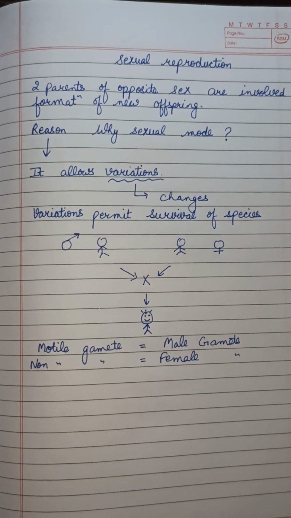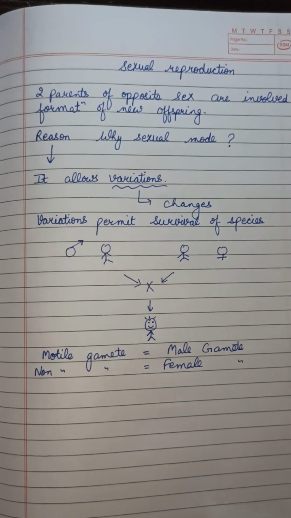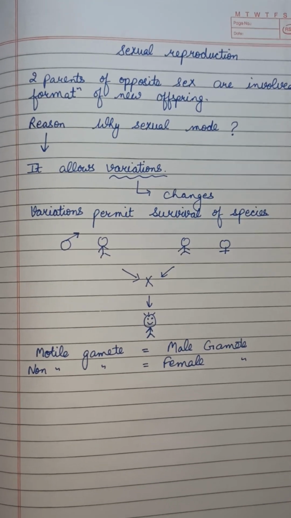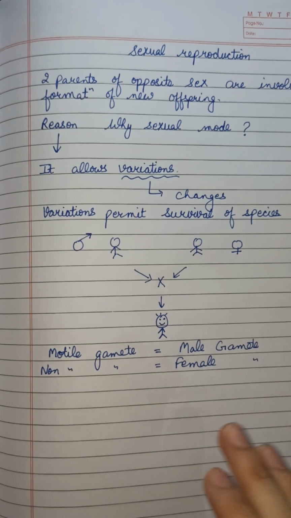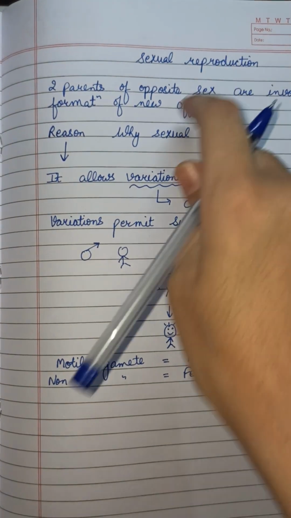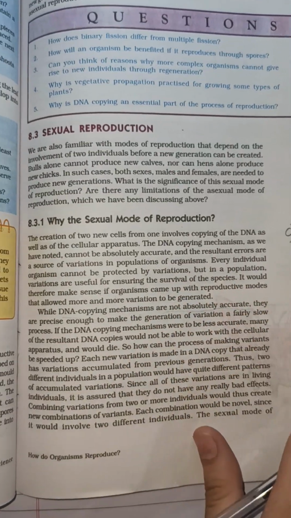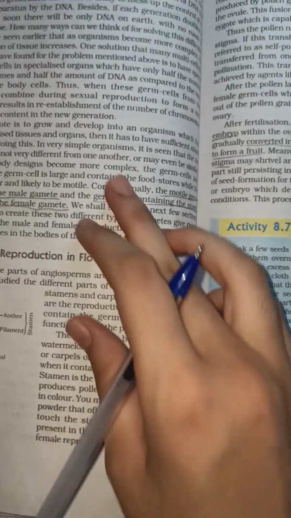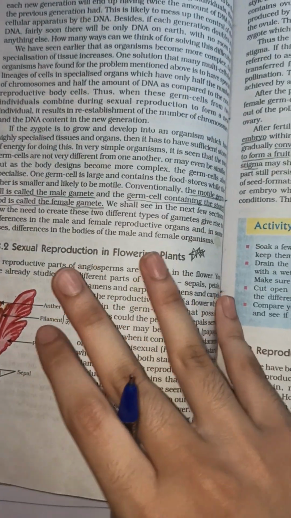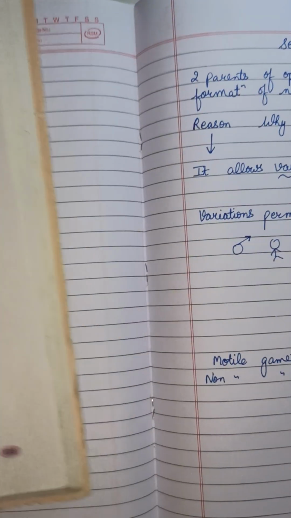So today we are going to continue our chapter of reproduction in class 10th biology. So here we go. Today we are going to discuss the topic of sexual reproduction. It is given in NCERT like this. This whole passage I have summarized here. So let's see what is given in this passage.